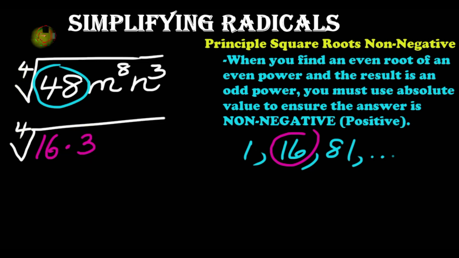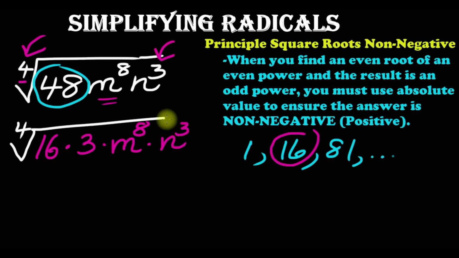Here, your index number is 4. So 4 can go into 8, so this one is good. We're just going to leave it as is. And then here, 4 cannot go into 3. See how the power here is smaller than the index number? So that's not going to come out at all. It's too small, so that's going to stay inside.